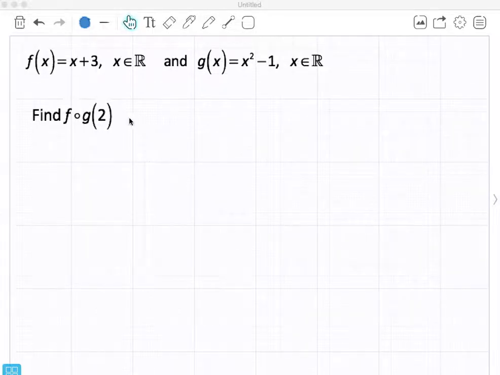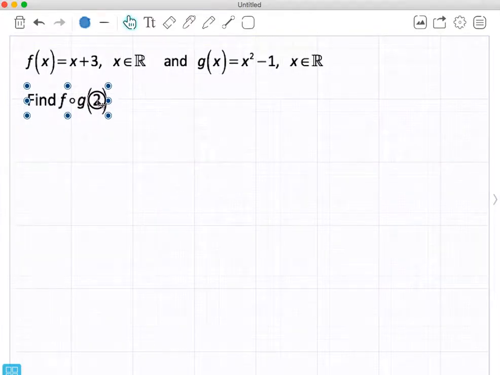Okay, this is the third video in functions, and it's about composite functions, when we put two functions together. Now I've got two functions: f(x) is x plus 3, where x can be all the real numbers, the domain, and g(x) equals x squared minus 1, and again x can be all the real numbers.